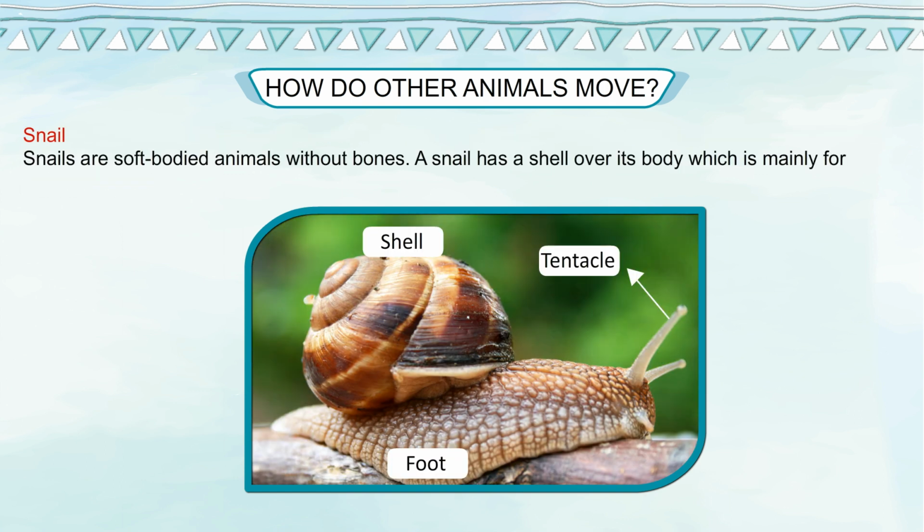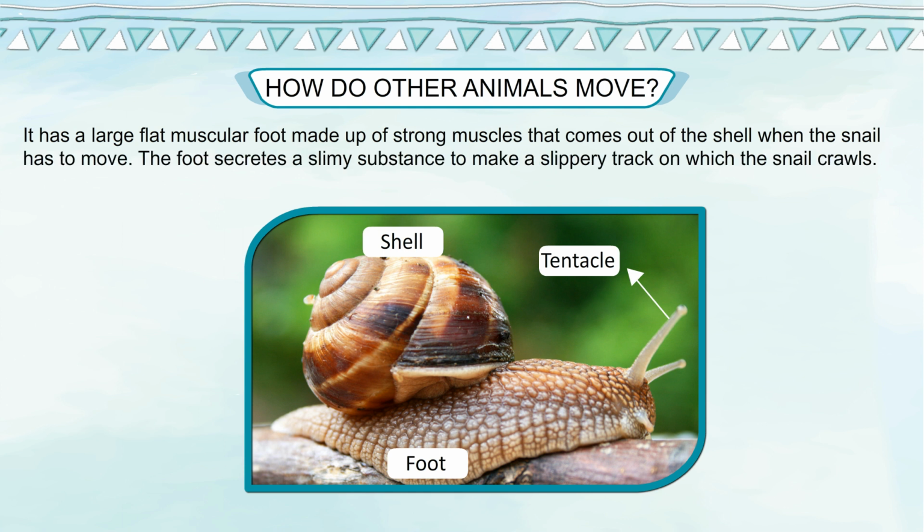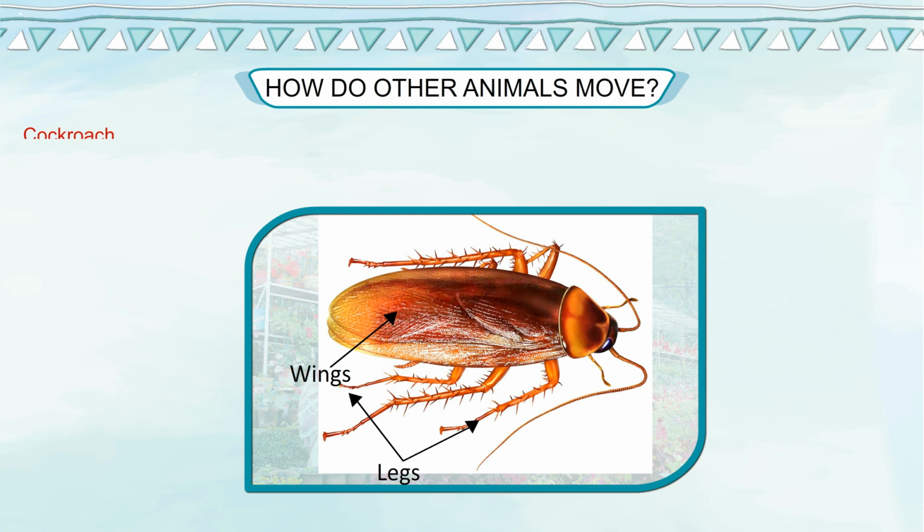Snail. Snails are soft-bodied animals without bones. A snail has a shell over its body, which is mainly for protection. It has a large, flat, muscular foot made up of strong muscles that comes out of the shell when the snail has to move. The foot secretes a slimy substance to make a slippery track on which the snail crawls.